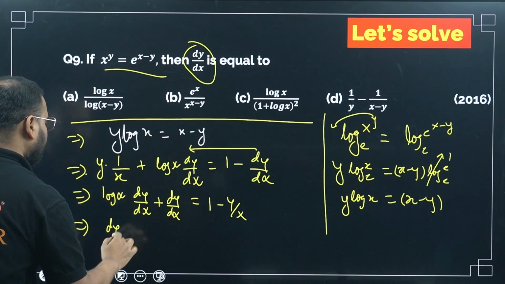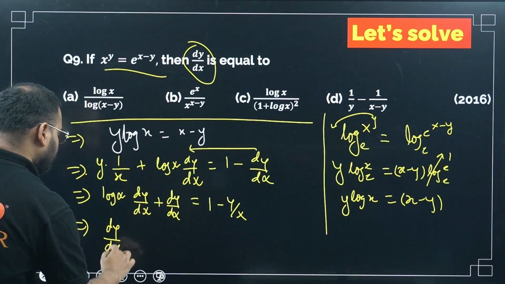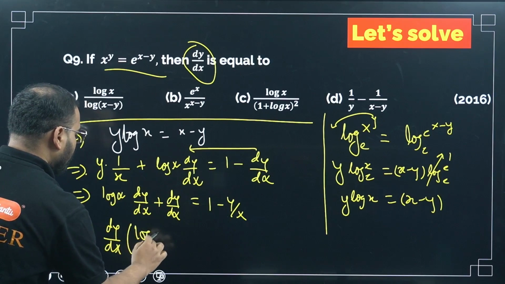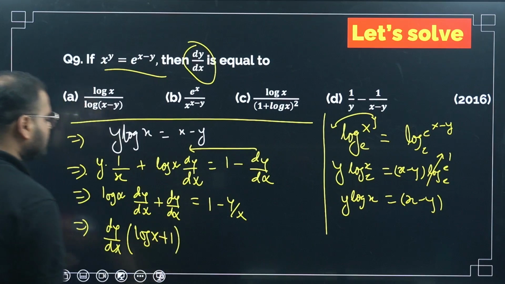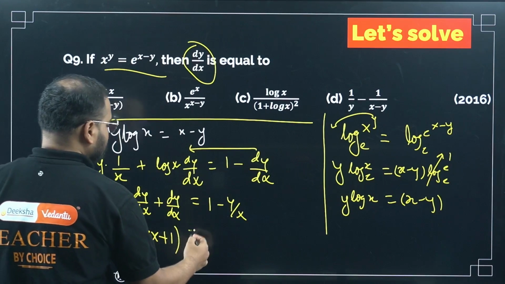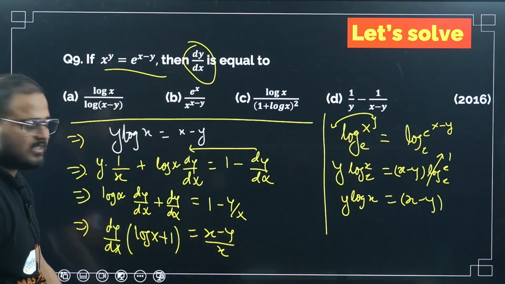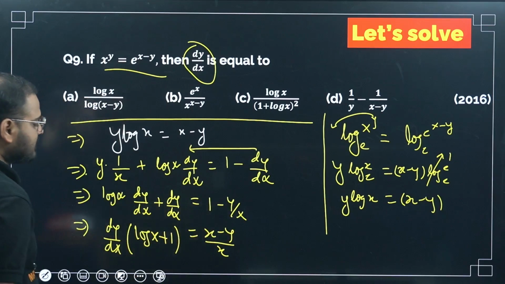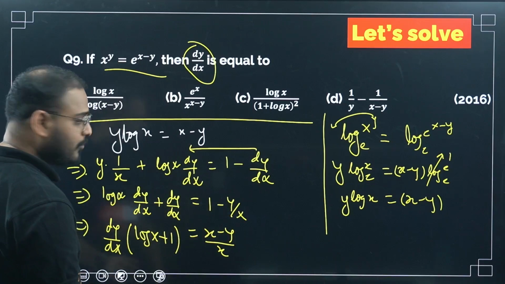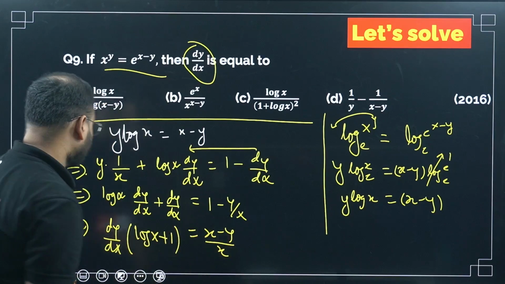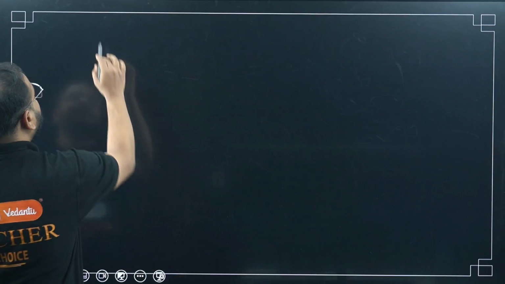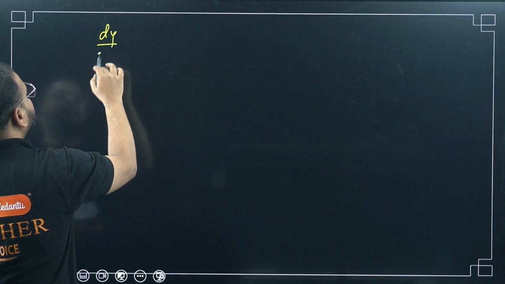If I do that, what am I going to get? Please see, I'll get log x plus 1 equals to what? X minus y upon x. I've taken LCM. Simple. X minus y upon x. Next step, I'll bring this into the denominator. So please check how this will look.